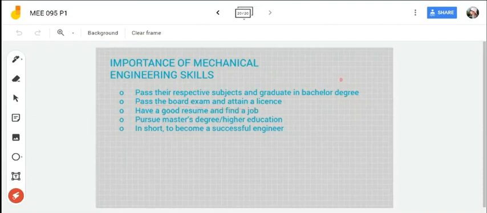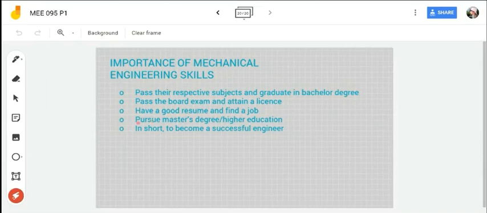Okay, number two, it is important for you to have those skills in order for you to pass the board exam and then attain a license. Syempre, hindi tayo natatapos sa graduate lang. Dapat you will become a licensed mechanical engineer, and then in order to do that, you need to pass the board exam. Okay. So next one, we have here, we need that to have a good resume and find a good job. Syempre, kailangan after you have the license, you will be finding a great job or a good job. Yung dream job mo, makuha mo, and you will have a good resume because you have those skills.